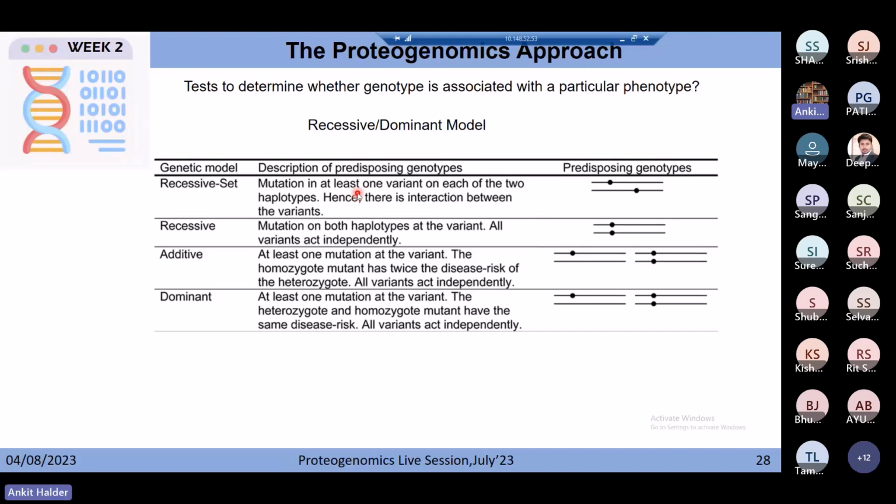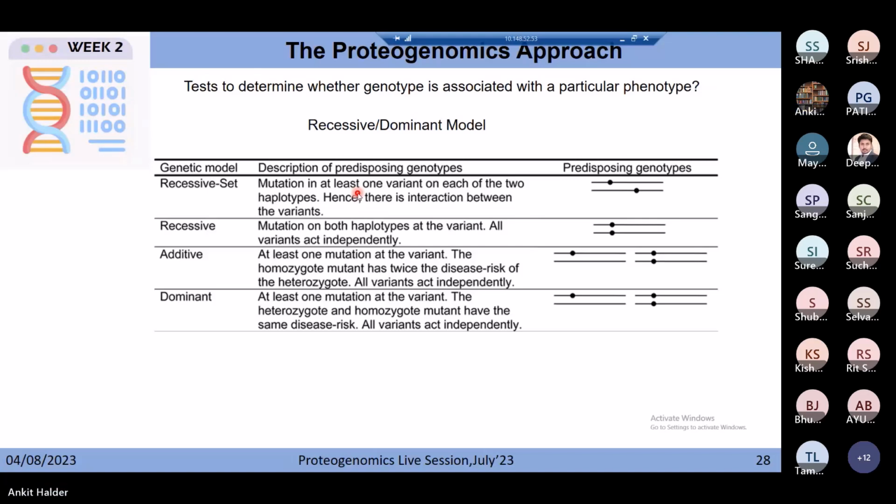So the recessive set model says that if you get one variant on either of the haplotypes, only then will the disease occur. Understand the link here: in the recessive set model, the mutation is at least one variant on each of the two haplotypes, and hence there is an interaction between the two haplotypes. That means the mutation in one of those haplotypes is influencing the other one. Though it is normal, there is an influence, an interaction. So this is leading to the disease. So this is the recessive set disease.